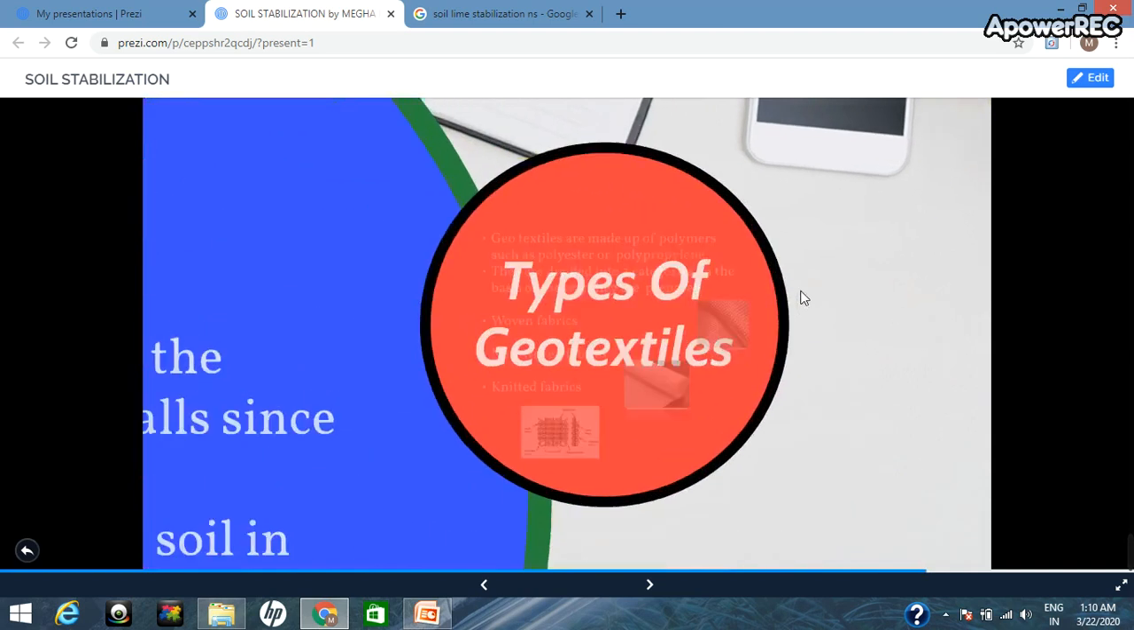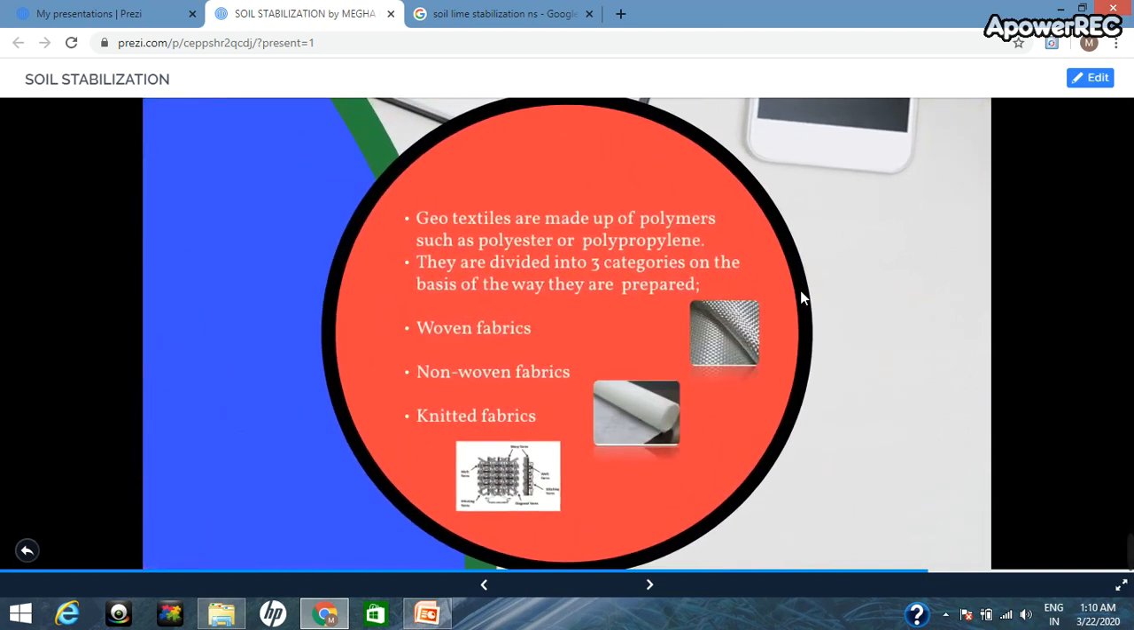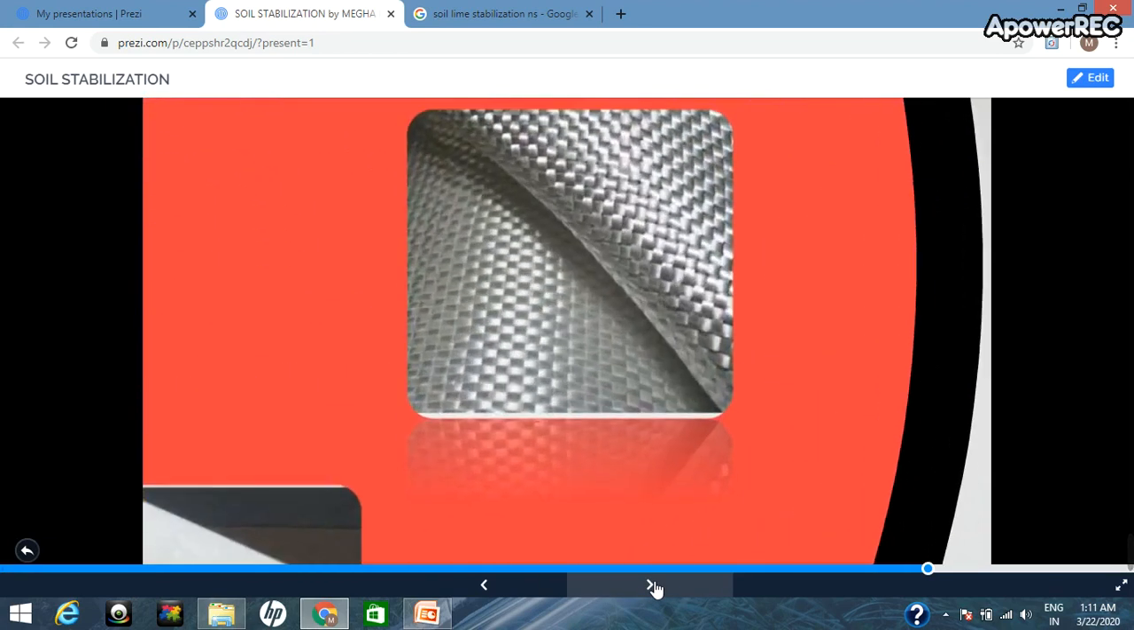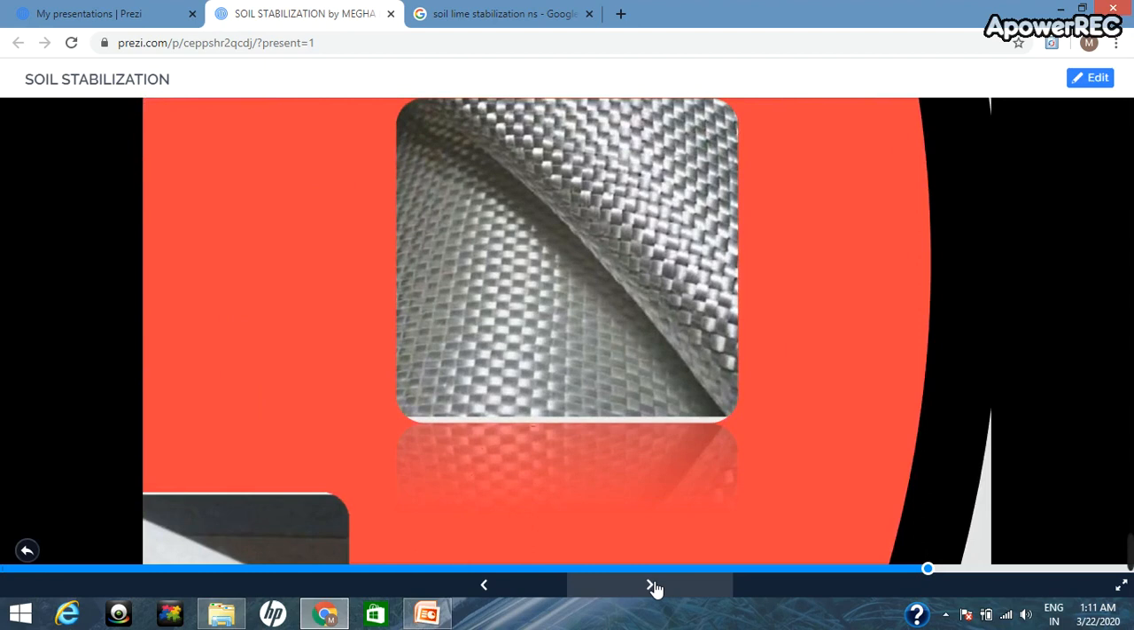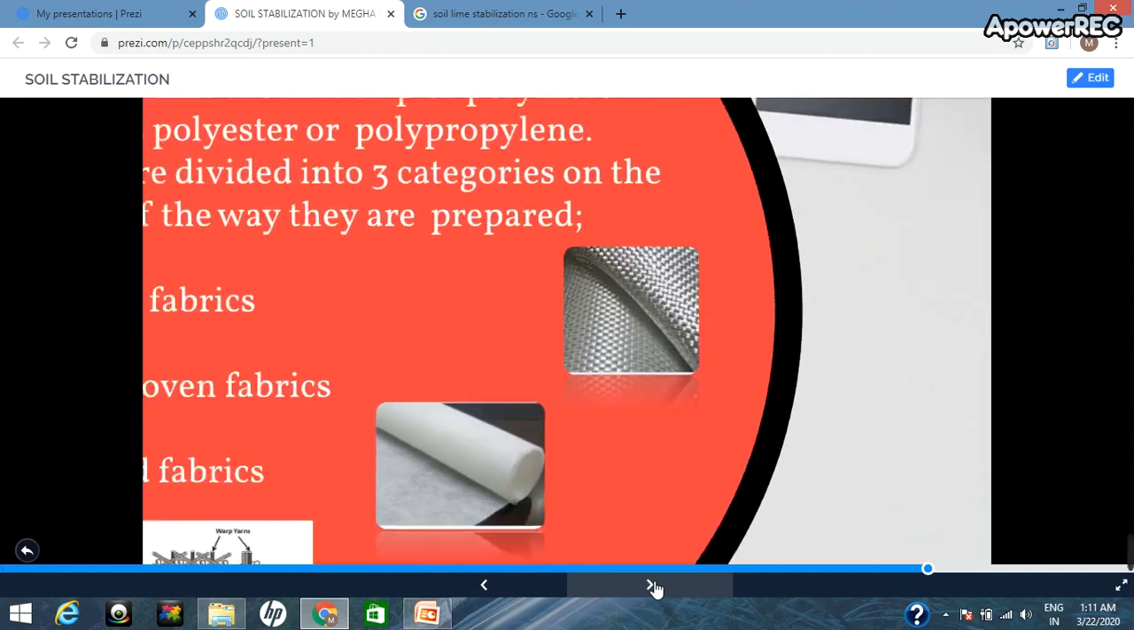What are the types of geotextiles? Geotextiles are basically made up of polymers such as polyester or polypropylene. They are divided into three categories in which they are prepared. First one is the woven fabric. This is a woven fabric. This is a type of geotextile we use for soil stabilization.